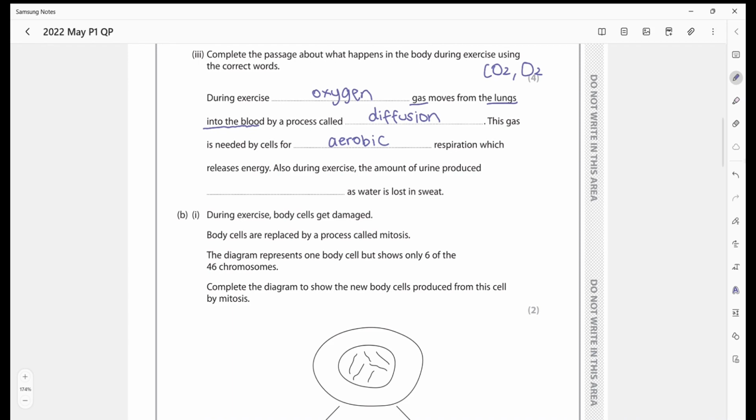Also, during exercise, the amount of urine produced something as water is lost in the sweat. So when we exercise, we produce a lot of sweat to cool down our body. And when we produce a lot of sweat, what happens is that the water content in our blood goes down. And in response to that, we want to conserve as much water as we can in our body. To do that, we need to make sure that we produce little amounts of urine. So that would be decreases here.